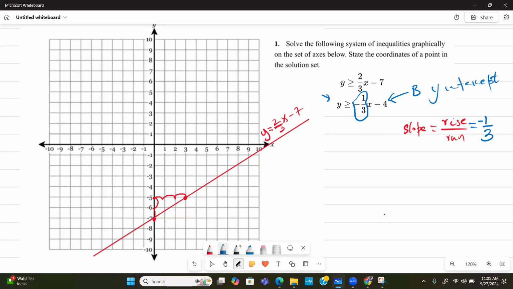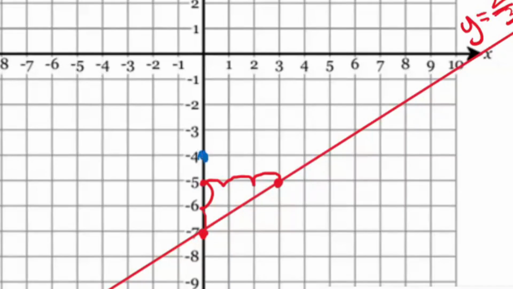That's where this one crosses the y-axis. That means I'm going to start at -4, which is right here in blue. And from there, I'm going to go down 1 and then across 3. Let's go. Down 1, across 3: 1, 2, 3. So it's right here. And then I could go down 1 again and across 3: 1, 2, 3. And I could continue in that fashion.